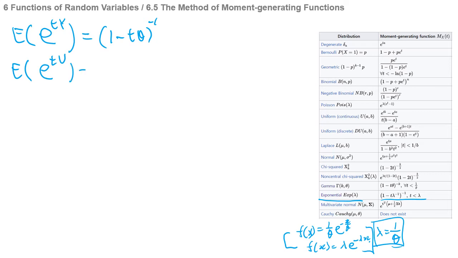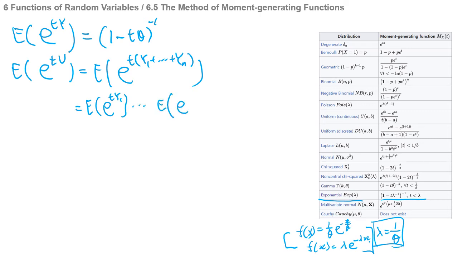And here u is the expected value of e to the t times (y1 plus ... plus yn), and actually this is the expected value of e to the t y1 times ... times e to the t yn, since they are independent, and each of them is this thing. So it is 1 minus t theta to the negative n.